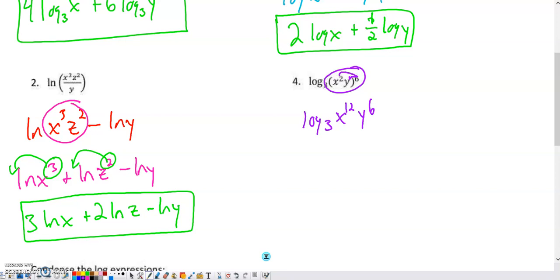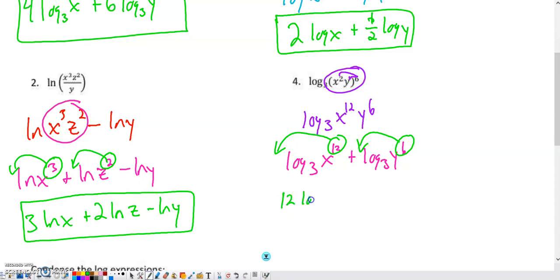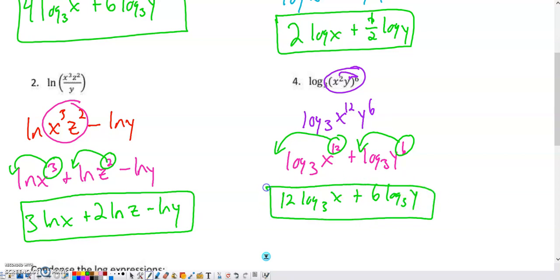Split them up because there's no quotient, but there are products, so split them up as log base 3 of x to the 12th plus log base 3 of y to the 6th. All right, and we have powers here, so put them down in front, and now we have 12 log base 3 of x plus 6 log base 3 of y, and you are finished.